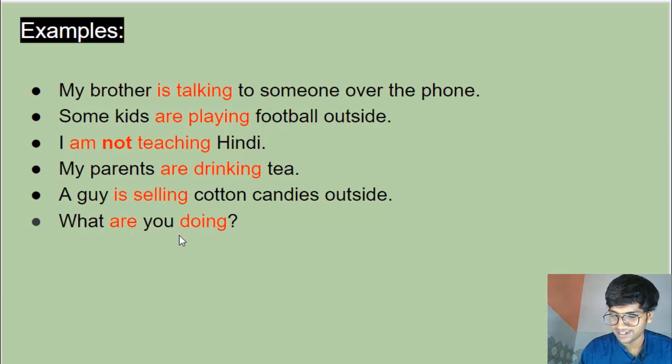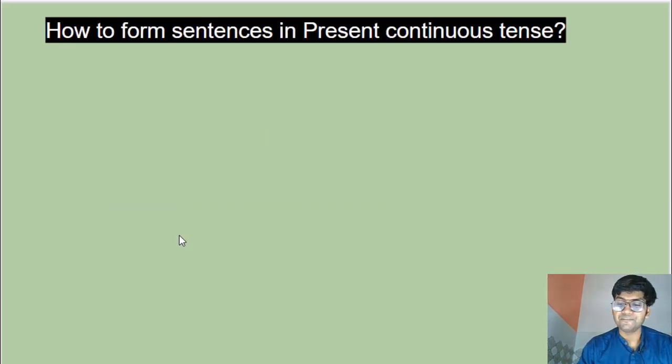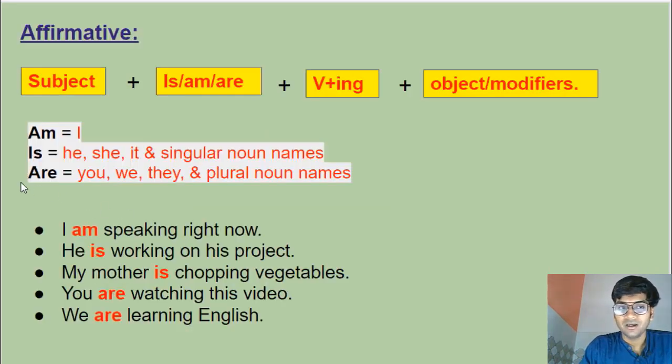Okay. All right, so before we look at more examples, more situations where we use present continuous tense, let's understand how to form sentences here. Okay, so we'll look at affirmative sentences first. So, first comes the subject followed by is, am, are, the to be form of a verb, followed by the verb in the progressive form, V1 followed by ing, followed by the object or modifier, whatever we have in the sentence.